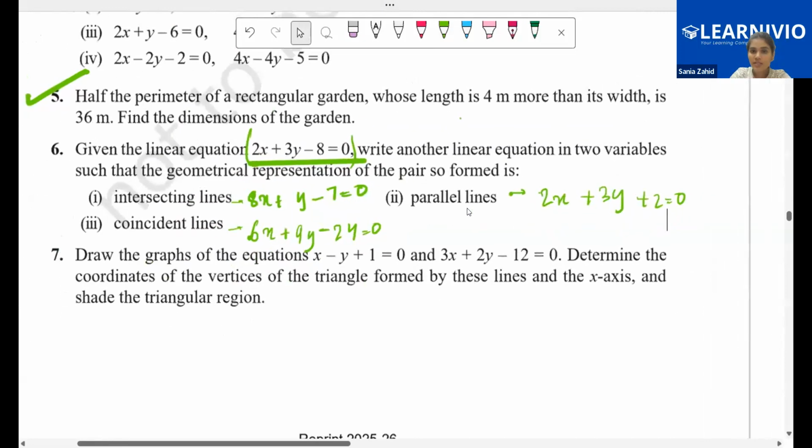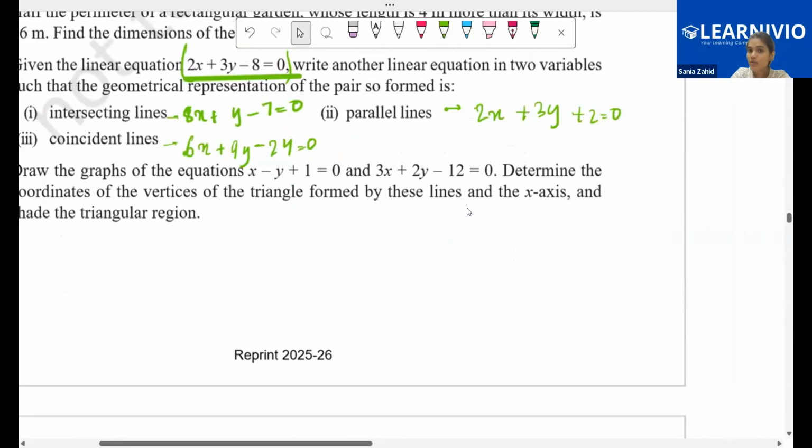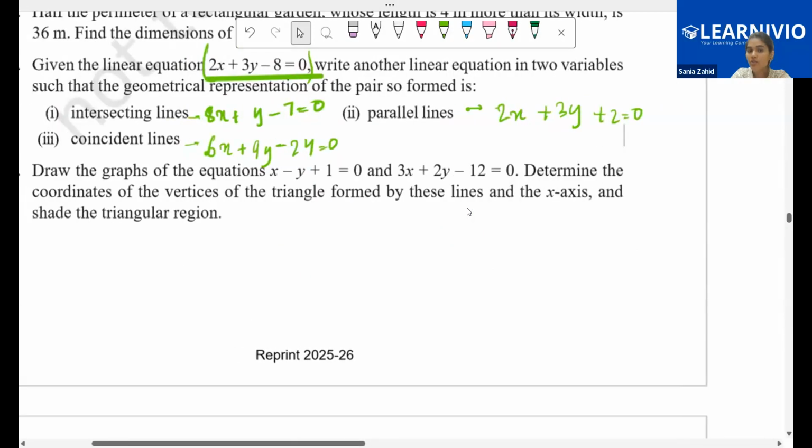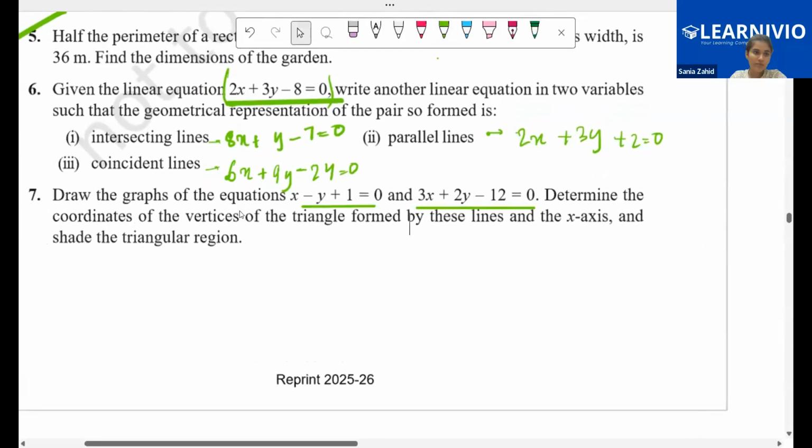So now we have question 7. It says, draw the graphs of the equations. Two equations are given to you, and determine the coordinates of the vertices of the triangle formed by these lines and the x-axis, and shade the triangular area. So basically, when you plot the graph of this equation and this equation, you are supposed to get a triangle. So let's try to plot it. Do you have a graph paper with you? Yes. Okay, open your graph paper and try attempting this question.